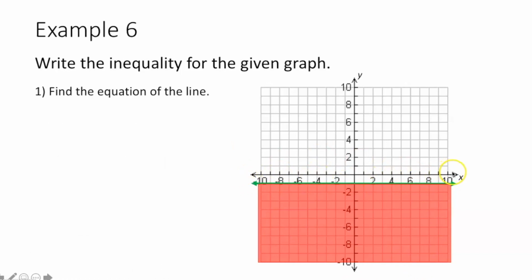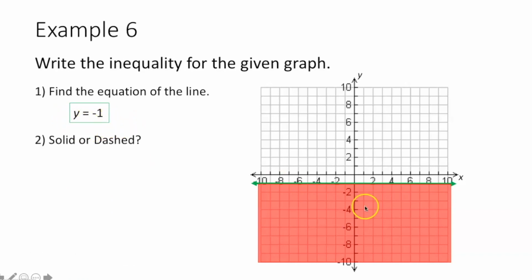Well, it's a horizontal line, if you recall. So we don't have to do the y-intercept and the slope. It's a horizontal line, which means the equation of the line is just y equals a number. And the number just depends on where it crosses the y-axis. It's at -1. That means that the y-coordinate for each of these points is equal to -1. So the equation of the line is y equals -1.